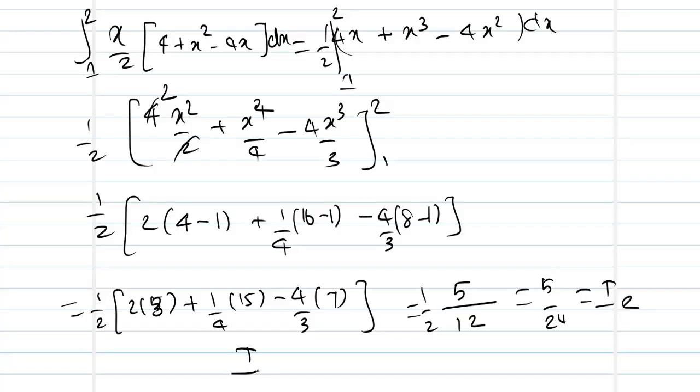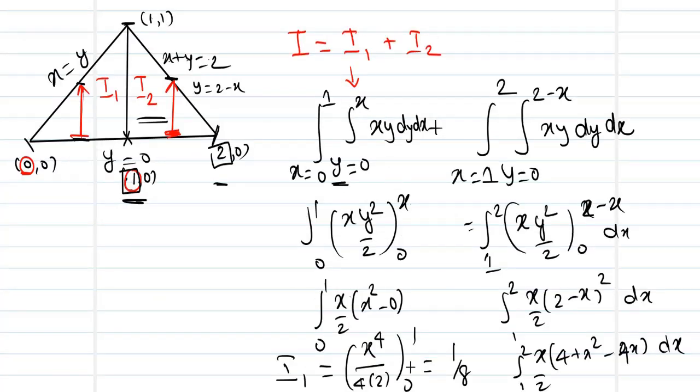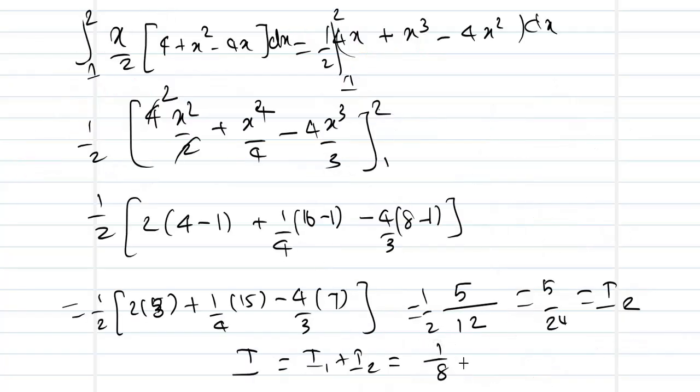So what is the total value for I? It is I1 plus I2. In the previous line we had the value of I1 to be equal to 1 by 8. So this is going to be 1 by 8 plus 5 by 24, which on simplification gives us 1 by 3. So this becomes the final answer.